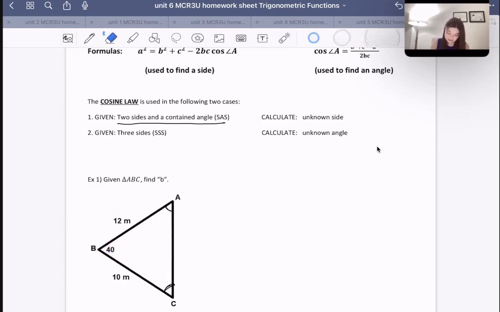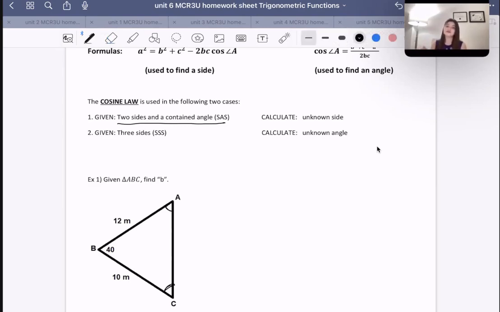Now, this does not apply to situations where we have two angles and one side, because in any situation where we have two angles, it's very easy to find the third angle, using the fact that all three angles must add up to 180. So this only applies when we have two sides and a contained angle. It does not apply when we have two angles and a contained side, because we can easily find that third angle and therefore just use sine law. And doing that extra small calculation with sine law is still a lot simpler than using cosine law. So that's the first situation: two sides and a contained angle.